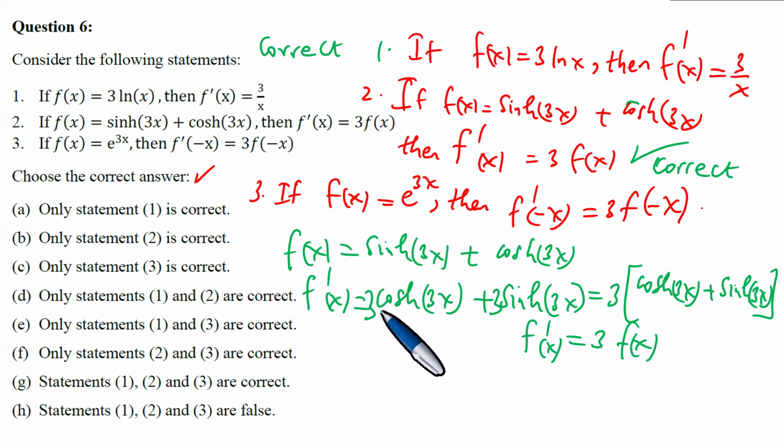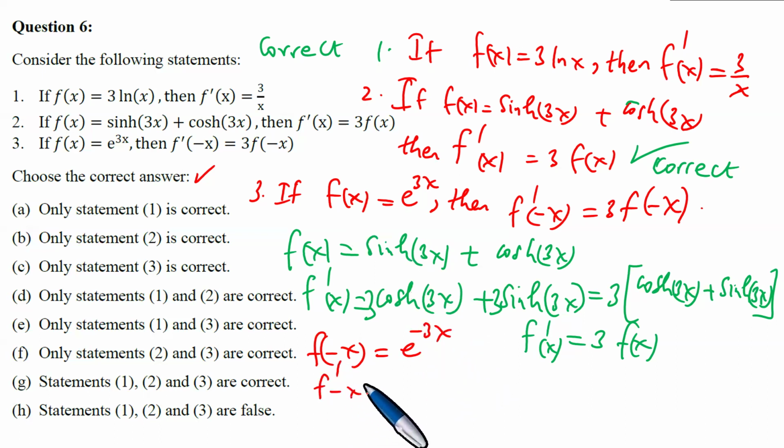Let us look at the third one. The third one is as follows. In the third case, you're going to take this function, f of x equals e to the power 3x. Then we're going to find f prime of minus x. So now, what is f of minus x? e to the power minus 3x.